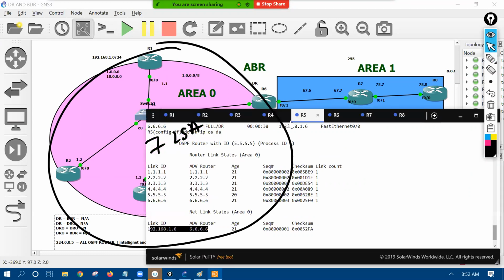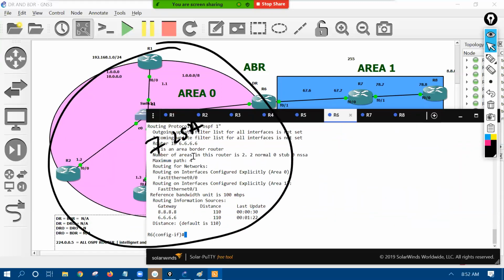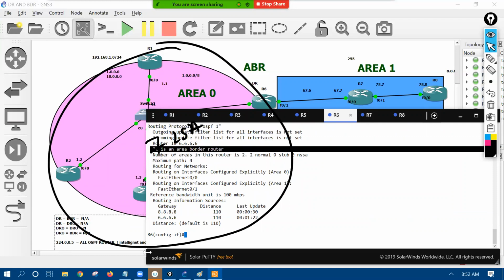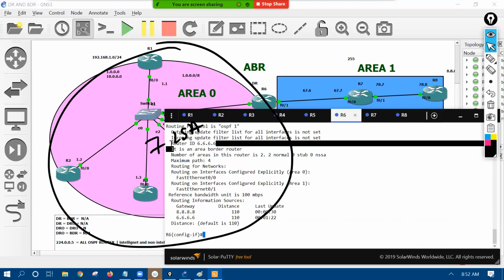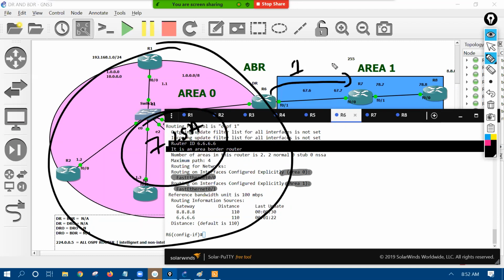If you see on the R6 router, just go on R6 and put the command do show ip protocol. R6 is my ABR. So what is R6 going to do over there? Why is it an ABR? Because one interface belongs to area number 0 and another interface belongs to area number 1, the backbone area, right? And if R6 becomes the ABR, instead of sending the 7 LSA information, R6 is just going to send a single LSA information, which should be the network ID 192.168.1.0. That's it.